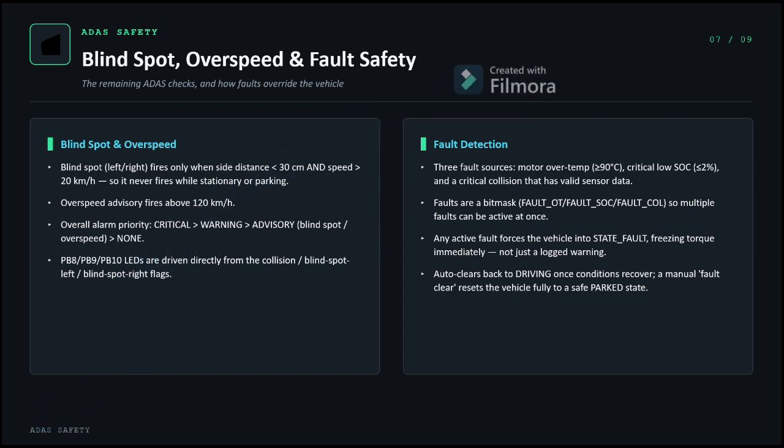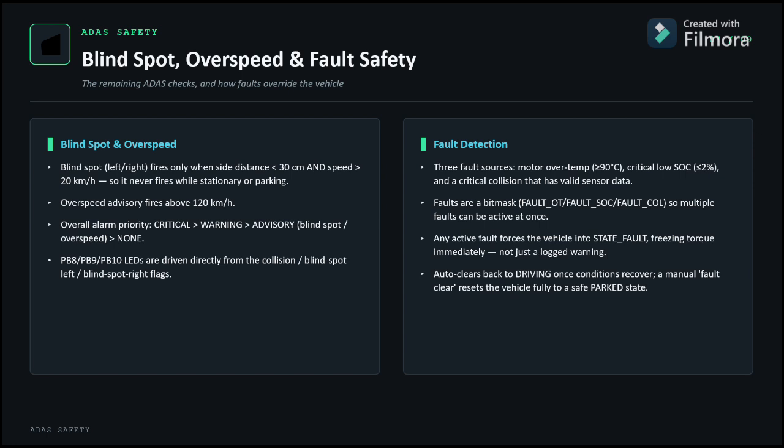Next is about the ADAS safety: blind spot, overspeed and fault safety. These are the constraints we are to consider while talking about the ADAS safety. The remaining ADAS checks how faults override the vehicle. So, blind spot and overspeed. Blind spot occurs when side distance is less than 30 centimeters and speed is greater than 20 kilometers per hour. So it never comes while stationary or parking when a brake is applied, in short.